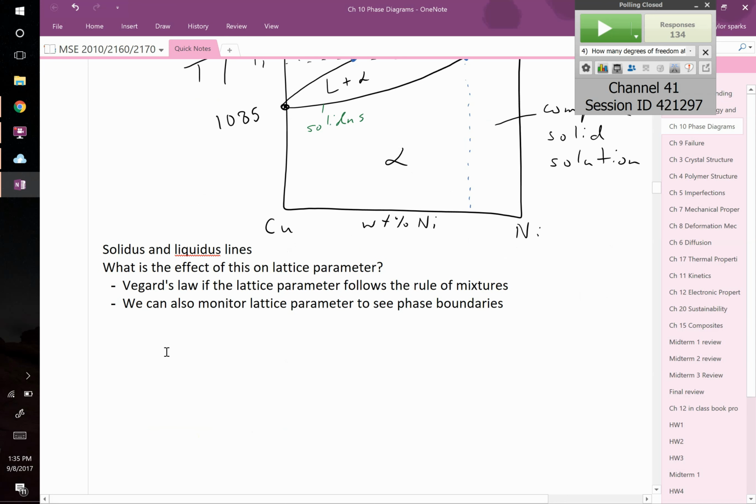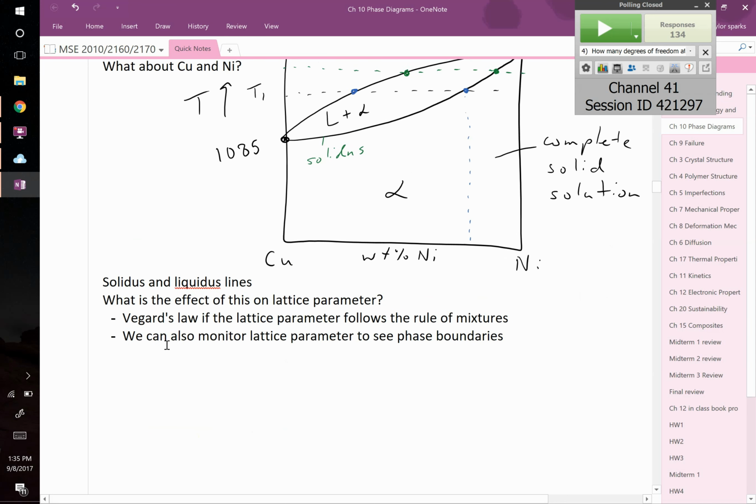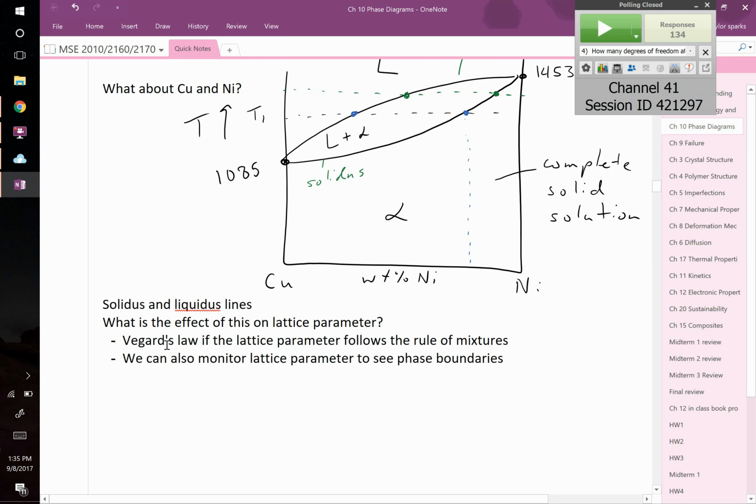So just because they can dissolve into one another, that doesn't mean that copper and nickel are the same, right? Clearly they have different melting points for one, right? We can see that on this phase diagram. They have different mechanical properties. They have lots of different properties, right? But what it does mean is that they must have the same crystal structure.